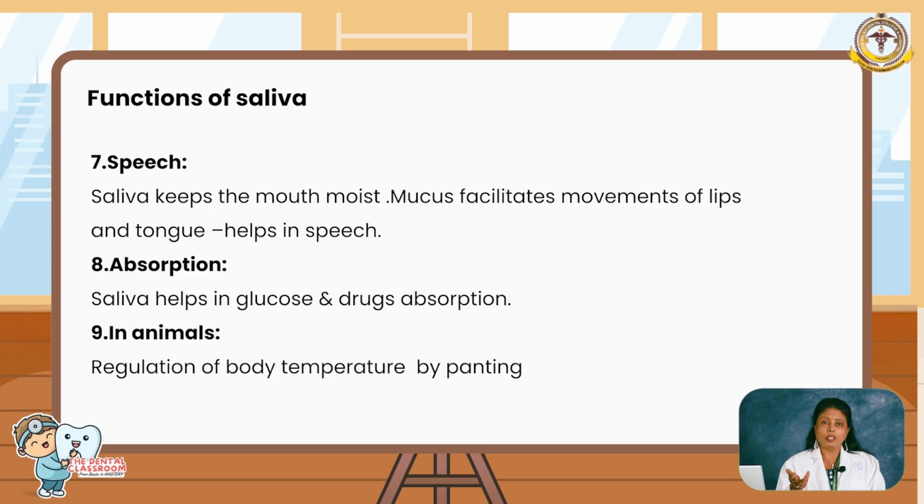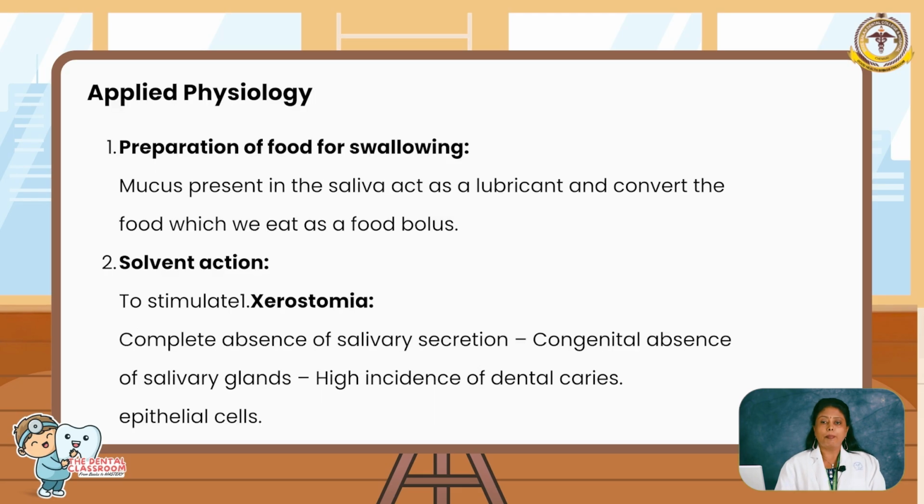You might have noticed dogs panting when it feels very hot. That is the regulation of body temperature by saliva. So, coming to the applied aspect, as a dentist you should know about xerostomia. Xerostomia means absence of salivary secretion. Congenital absence of salivary gland leads to complete loss of salivary secretion. So, as we saw already, saliva is needed to prevent dental caries and protect the dental enamel. Absence of saliva will lead to high incidence of dental caries.